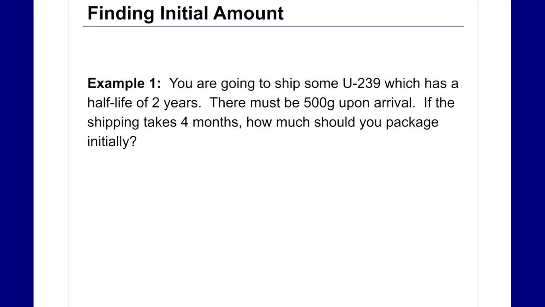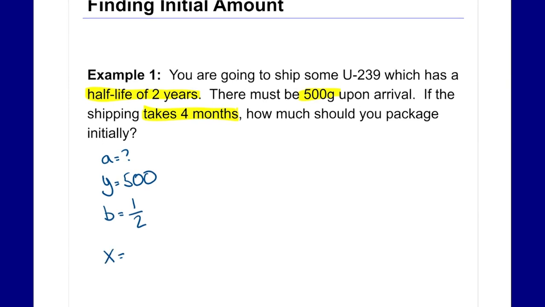So we're going to highlight some key information: half-life of 2 years, 500 grams upon arrival, and takes 4 months. So this is going to tell us a couple things. We don't know our A value, but we do know our Y value, or our future amount, has to be 500. We know our B value is going to be a half because of the half-life. And our X value?